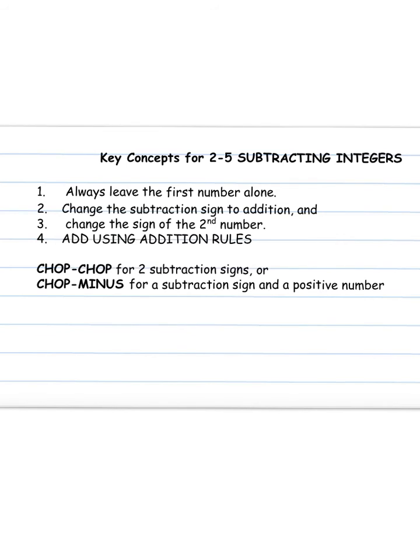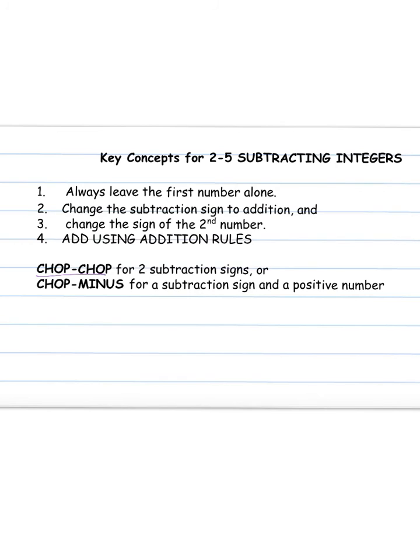Okay, some key concepts for you for this lesson 2.5. Number 1, always leave the first number alone, so we never change the first number. Change the subtraction sign to addition, and then change the sign of the second number, and then add like we did with our addition rules.